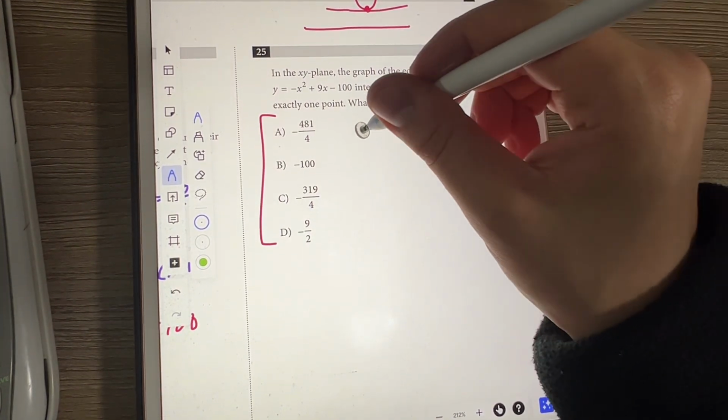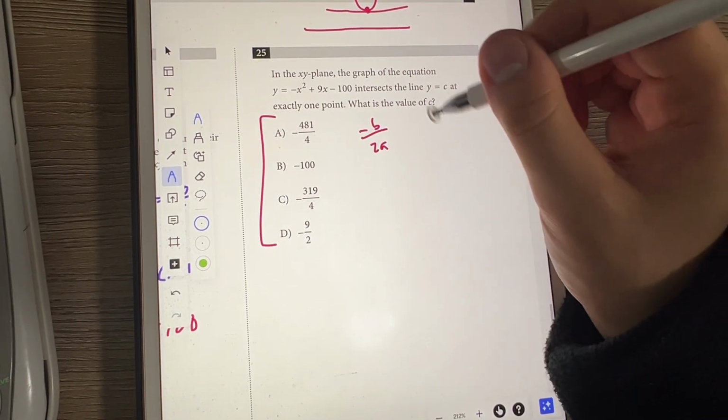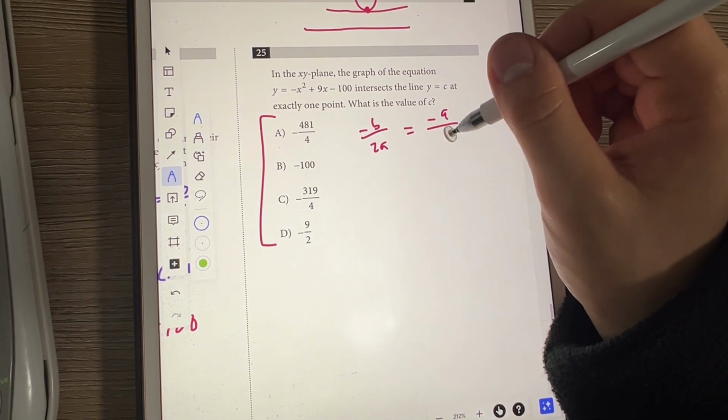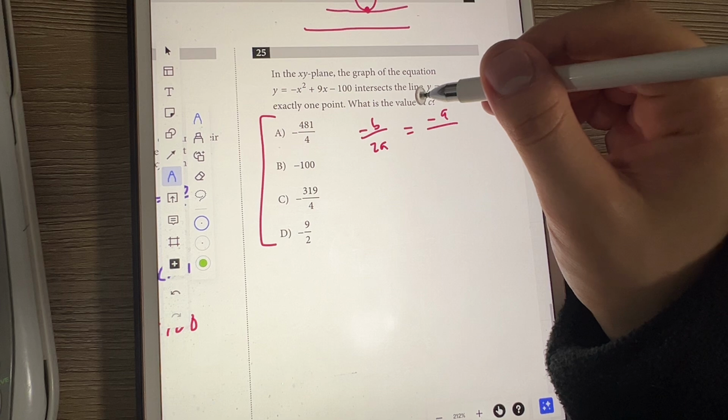The x-coordinate of the vertex is negative b over 2a. And in this case, it's going to be negative 9 over 2 times negative 1. So negative 2.